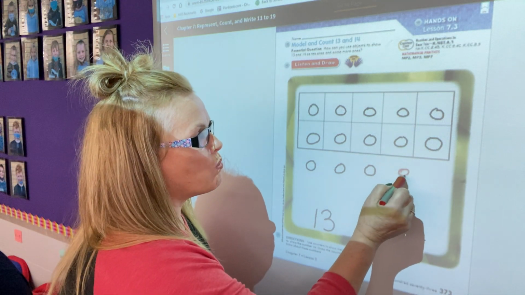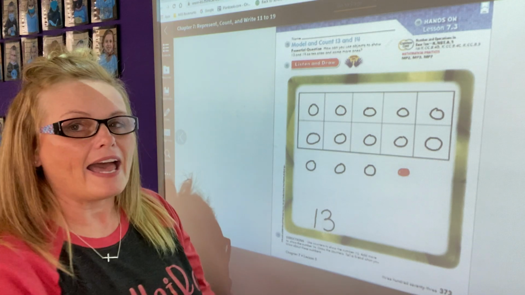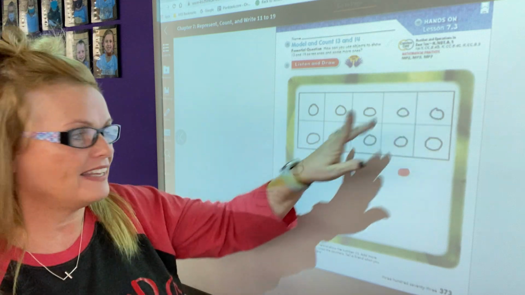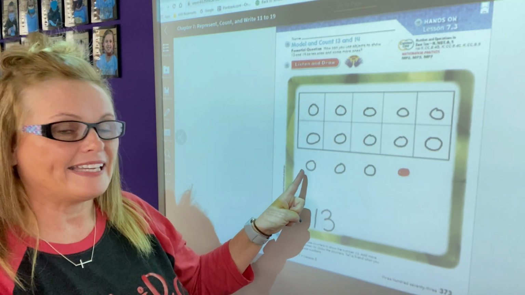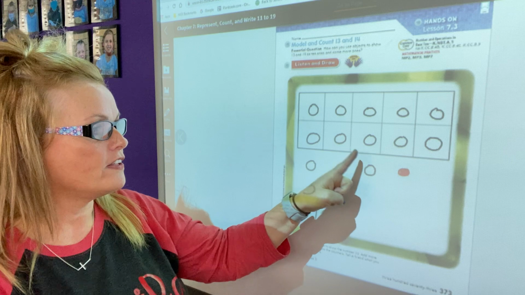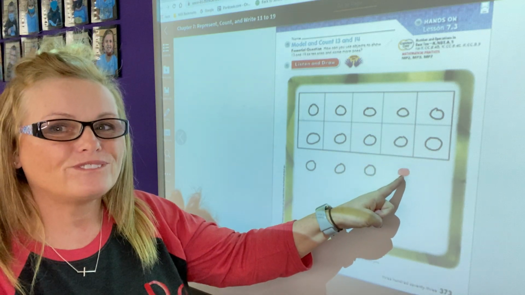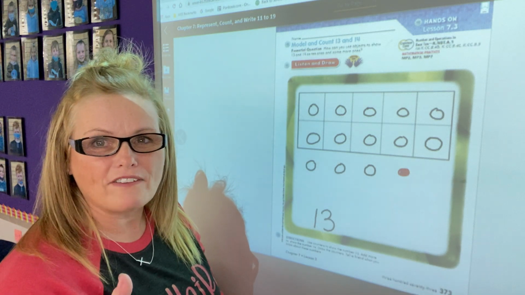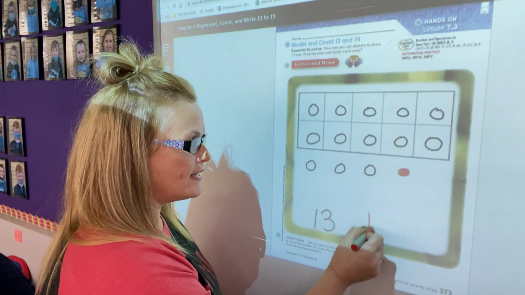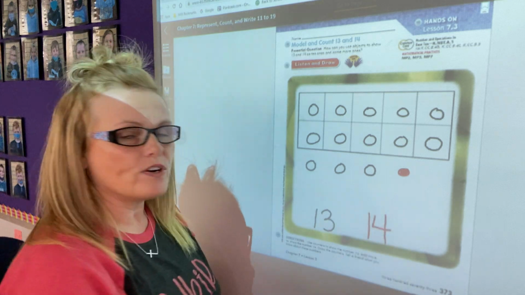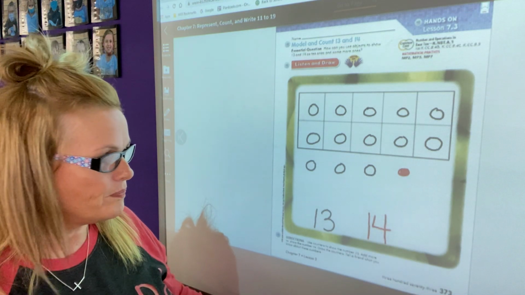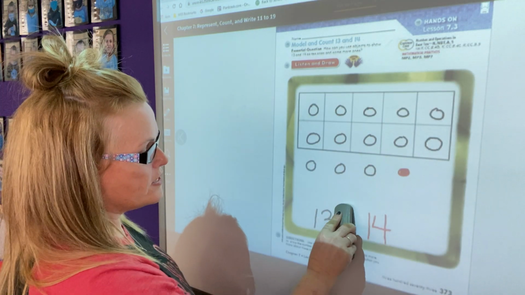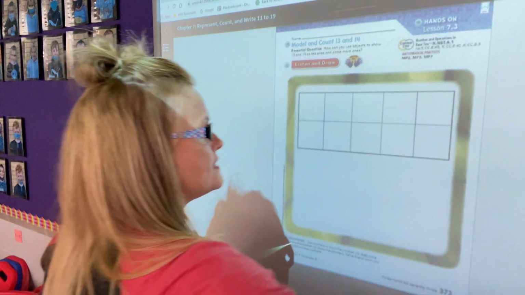If we added 1 more here, how many would I have now? 10. What comes after 10? 11, 12, 13, 14. Do you remember what 14 looks like? I just showed you that flashcard. It's a 1 and a 4. 14. Can you write that number also? Great job. Go ahead and let's turn to the next page, page 374.